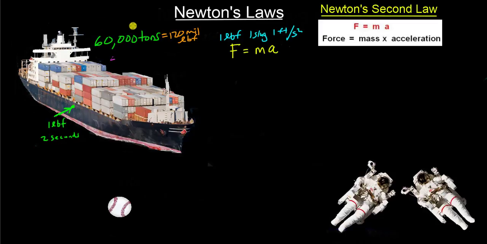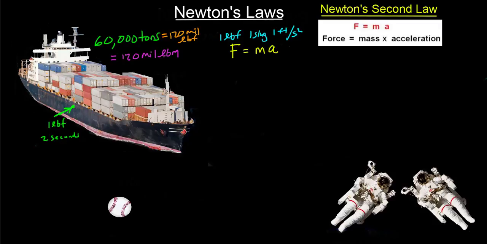Okay, there we go. So we can say that the ship weighs 120 million pounds. That means it has a mass of 120 million pounds mass.